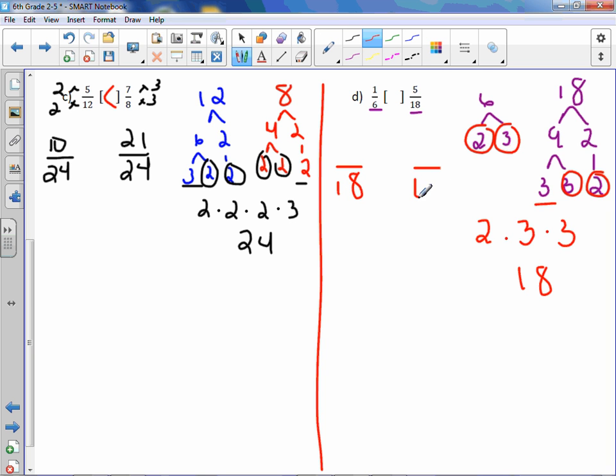So we'll rewrite them with 18 as the denominator. How do you get from 6 to 18? You multiply by 3, and you do the same to the numerator. 1 times 3 is 3. How do you get from 18 to 18? Well, you multiply by 1. Do the same to the numerator, and you get 5. Compare 3 and 5. 5 is bigger. Therefore, 1/6 is less than 5/18.